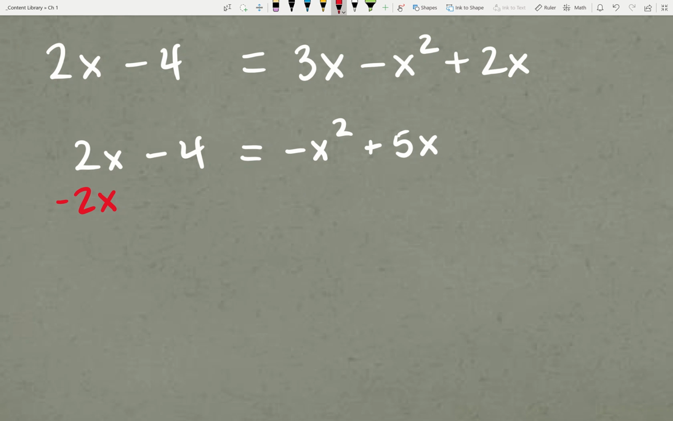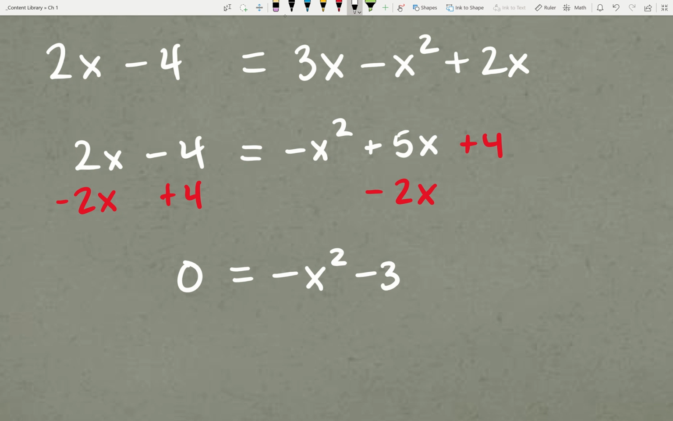I'm going to bring everything to one side so that it equals 0. Remember, that's how we solve our polynomial equations. I'll knock out 2 steps here in one line. So I'll also add the 4 to this other side as well. And that's going to leave us with 0 on the left, and that's going to be equal to negative x squared plus 3x plus 4.